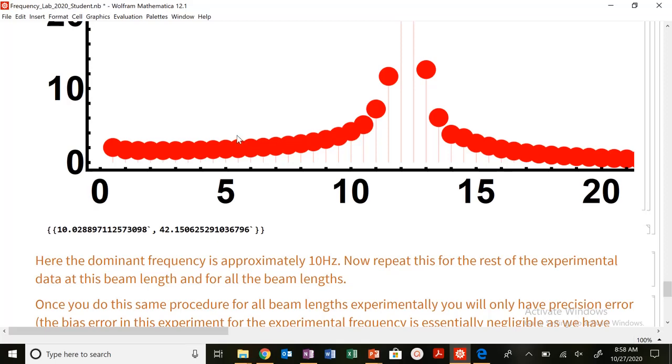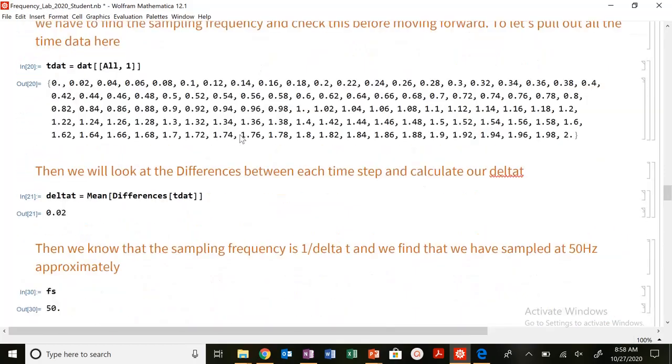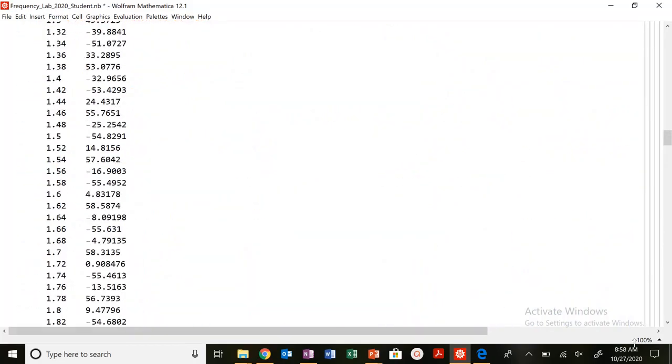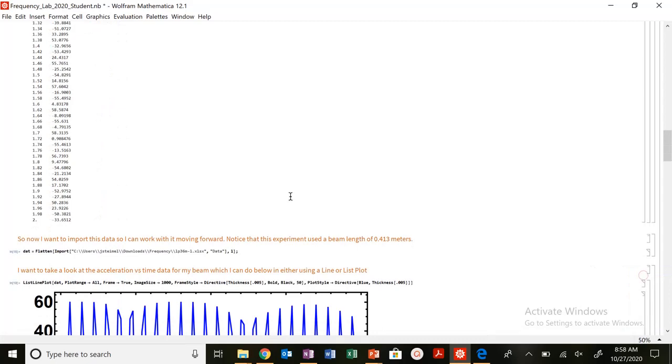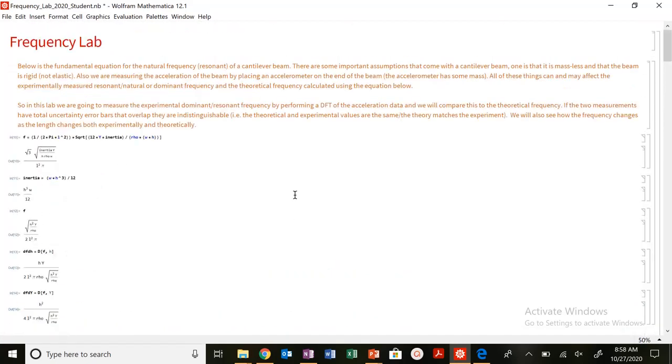You just have to figure out the experimental precision and the bias error, and that's it. Hopefully a pretty straightforward lab, but again, get into that data analysis, see if they overlap, and if they don't overlap, be sure to check for signal aliasing, spectral leakage, and all those other good things.